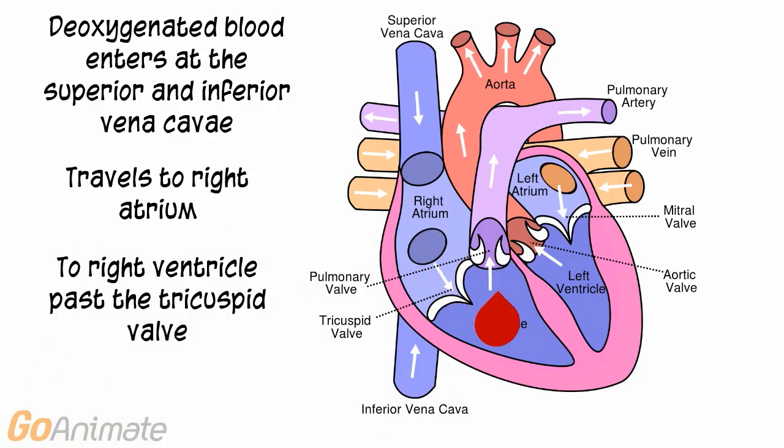Blood flows from the right atrium to a larger chamber called the right ventricle. The blood flows past a valve called the tricuspid valve. This one-way valve has 3 leaflets or cusps and keeps blood flowing in one direction toward the ventricle.